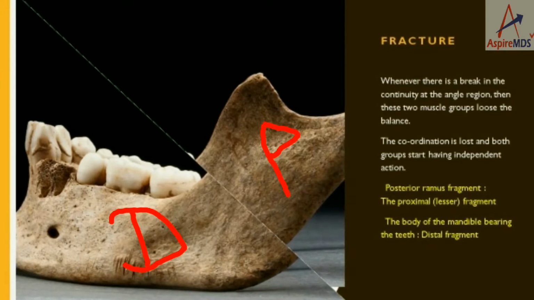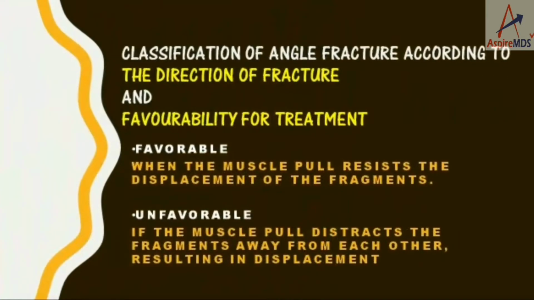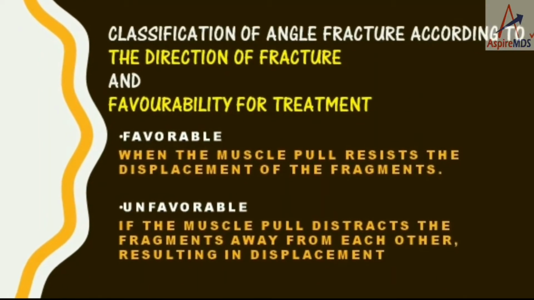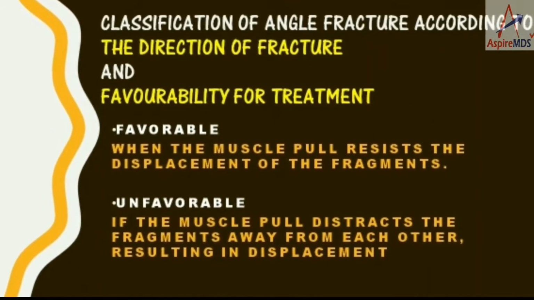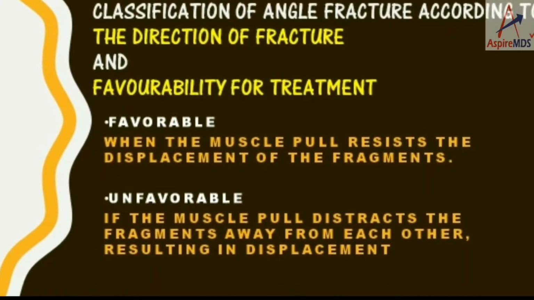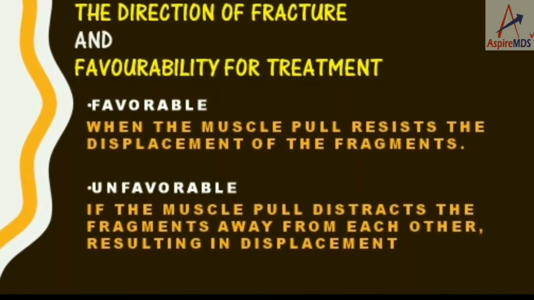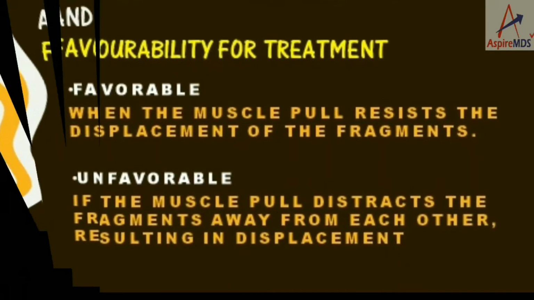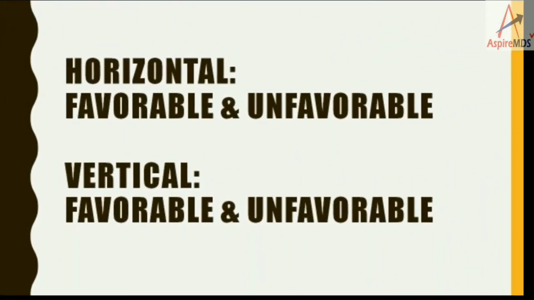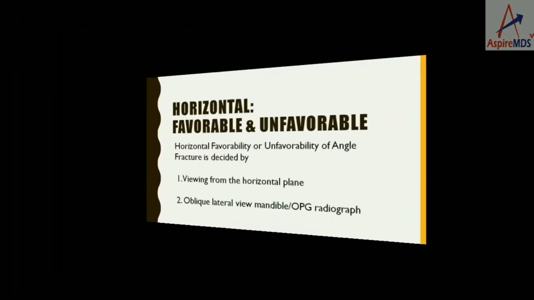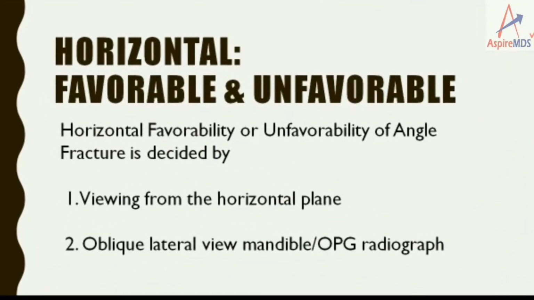Now if both these fragments stay together because of the muscle pull, they are called a favorable fracture. And if the muscle pull distracts them away from each other, they are called an unfavorable fracture of the mandible. Based on the direction, they can be classified into horizontally favorable or unfavorable and vertically favorable or unfavorable fractures.